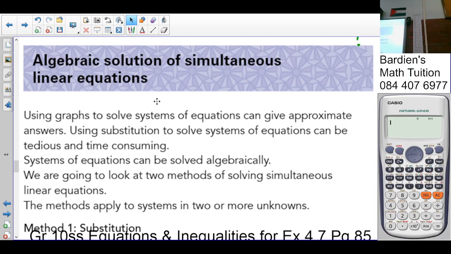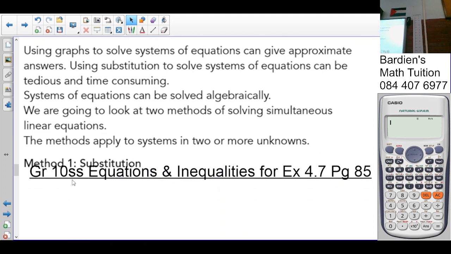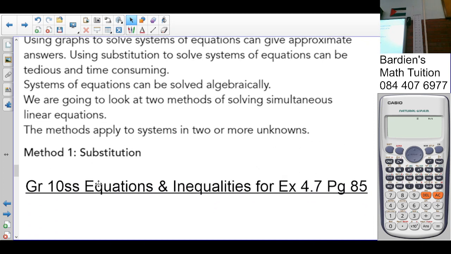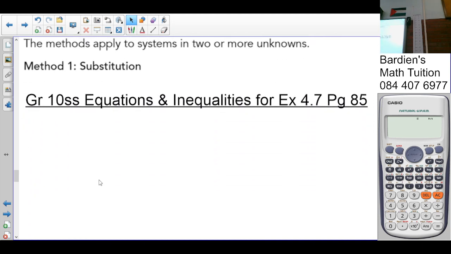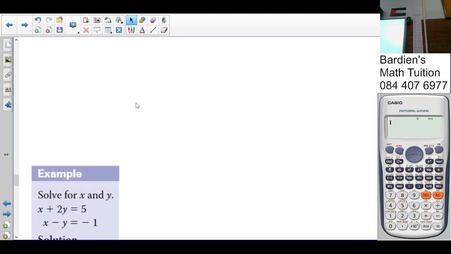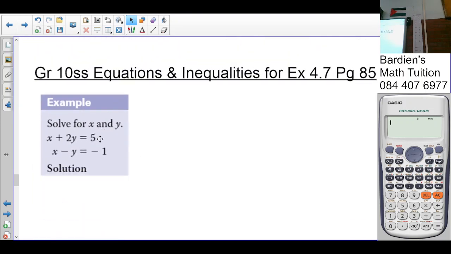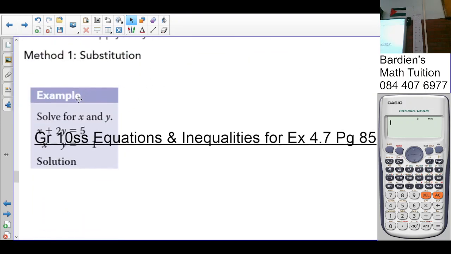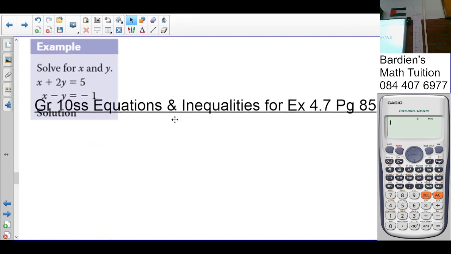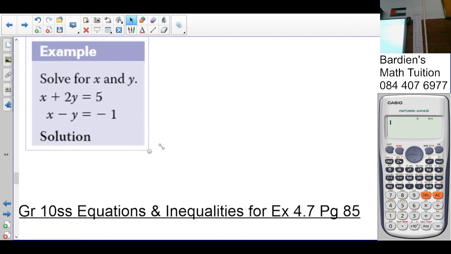We are going to look at two methods of solving simultaneous linear equations. The method applies to a system of two or more unknowns. There are two ways of doing this. It's by substitution and by elimination. Okay. I'll show you both methods, but I prefer to do the substitution method. Okay. So let's go with the first type, the substitution method.